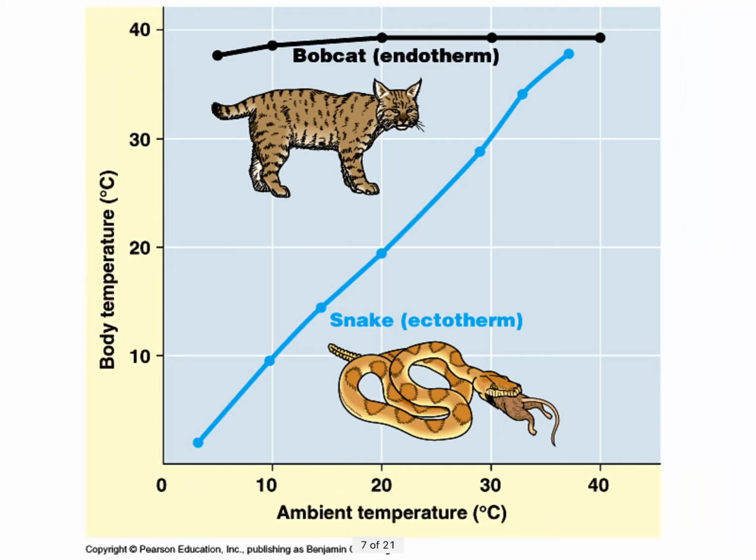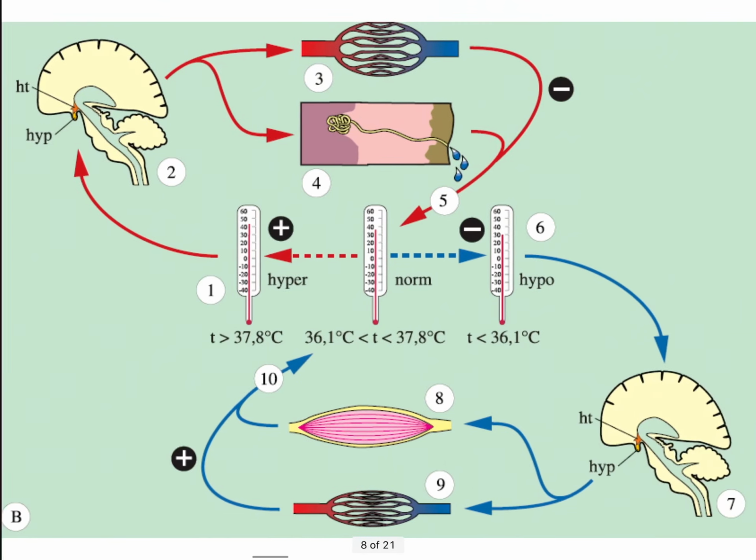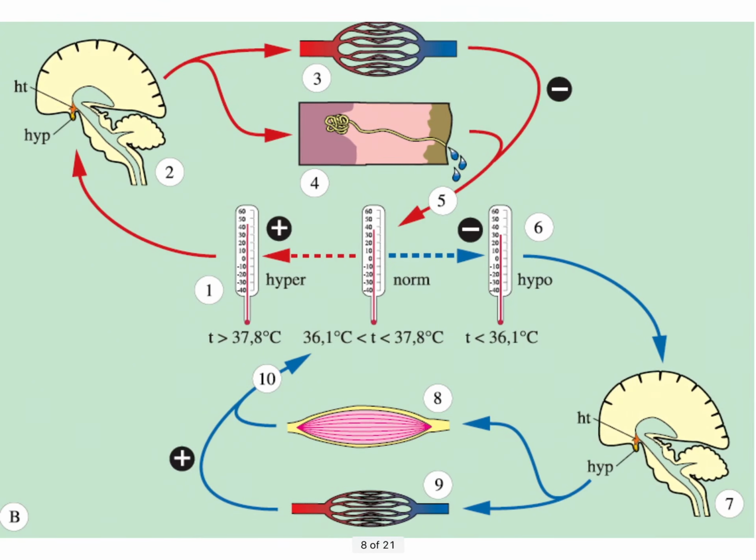You might see graphs like this on exam papers. You can see the snake there, with the external temperature on the x-axis, the ambient temperature. As the external temperature increases, the snake's temperature increases. But look at the cat. The temperature is staying fairly constant. That's because the cat can maintain its own internal body temperature through homeostasis, and it's not reliant on external temperatures. It can maintain its own internal temperature.